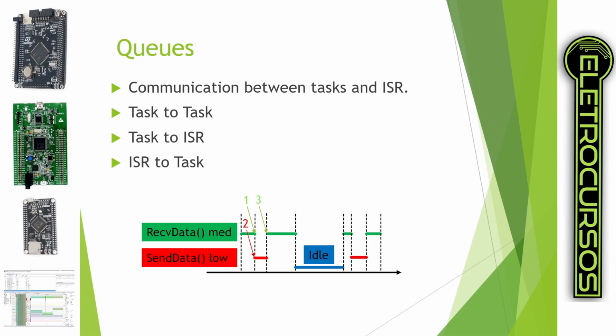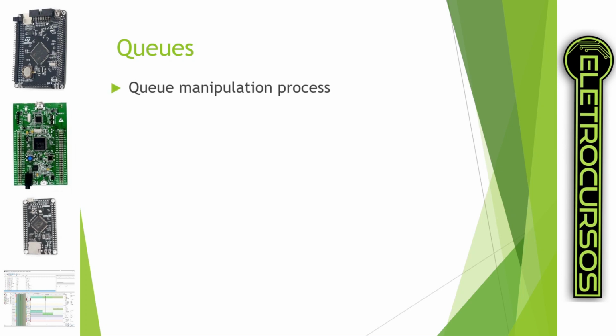The high priority receive task preempts the sender task and starts to receive the queue data. The receiver task enters the blocked state again. So this is basically what you see here in this graphical representation of two concurrent tasks working with the concept of queues. So let's understand the queue manipulation process with the following example.